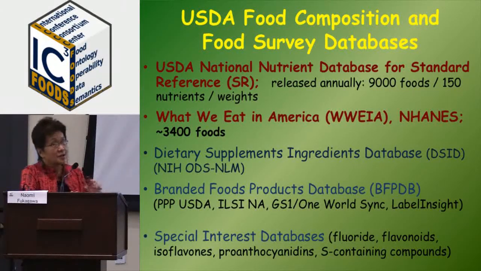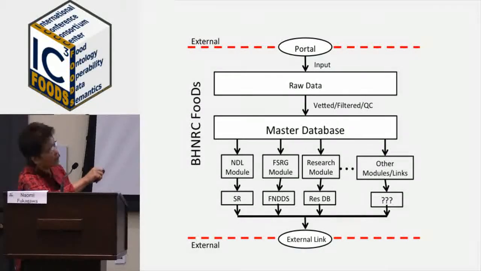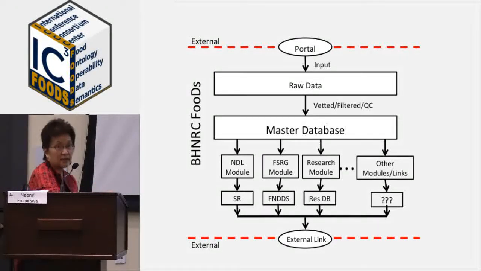So this is going to look very simple and naive for all of you, but this was the original thought for what we're calling our foods data system, in which case we'll have an external portal where raw data could come into our master database, and we'll have multiple modules under this umbrella through which we get the standard reference, the FNDDS, which is what is part of NHANES, other research databases, and these links are really trying to link out to all of the types of databases that we've been discussing this morning.